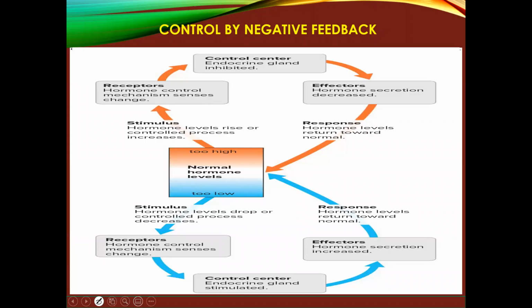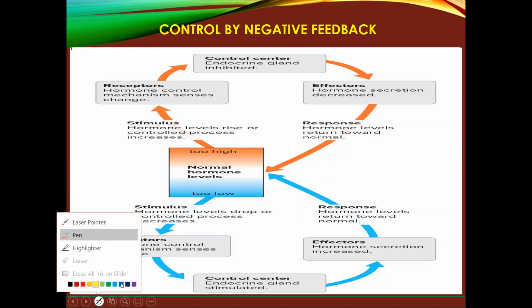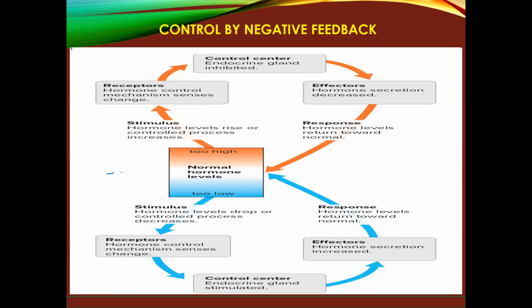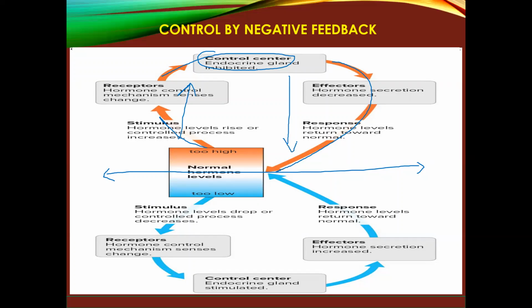Okay, so this is the negative feedback system, how it looks. So this is the normal level over here. Let's say if the stimulus increases, then the control system will tell it to decrease the production of the hormone. So the stimulus increases, then the response will try to decrease it. Therefore, it will be at the normal level over here.